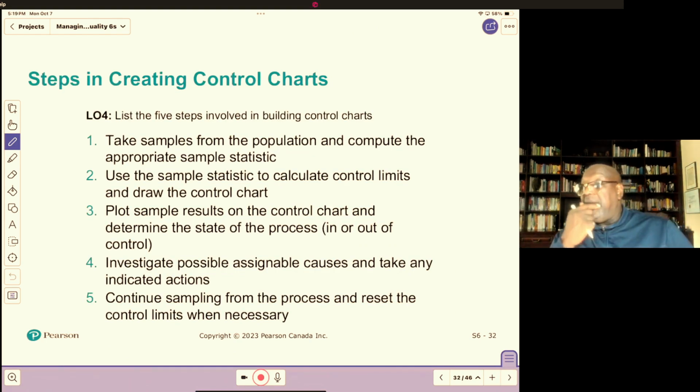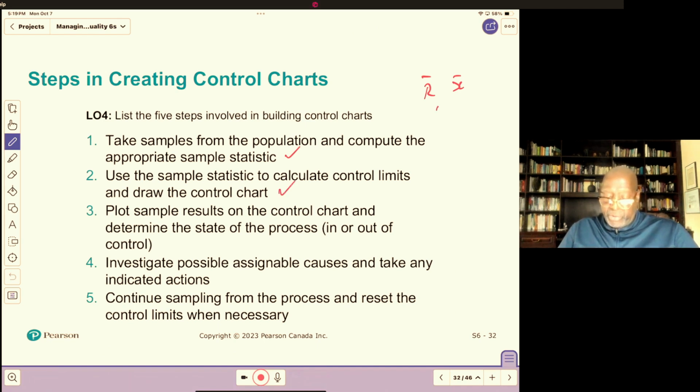So there are some steps in creating a control chart. Take samples from the population and compute the appropriate sample statistic. So either we're computing R bar or we're computing X bar. Use the sample statistic to calculate the control limits. So knowing what our sample size is, we could go ahead and calculate what A2, D4, and D3 are. Using that, we could get the limits for our control chart. Then if we have any values that fall outside, suggesting that the process is out of control, investigate possible assignable causes and take any appropriate action.